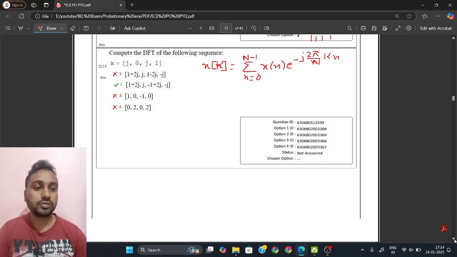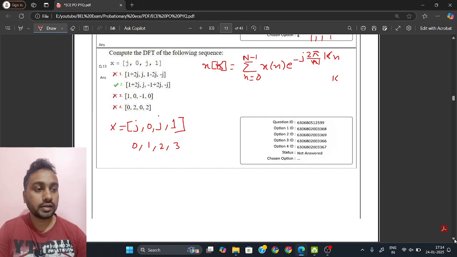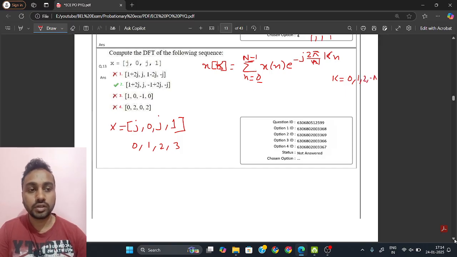Now here what you need to do is simple. The sequence is 0, j, 0, 1. This is the 0 position, this is the 1 position, this is the 2 position, and this is the 3 position. Now k will be from 0 to N minus 1. So first you put k equal to 0, then all the exponent terms are 0.